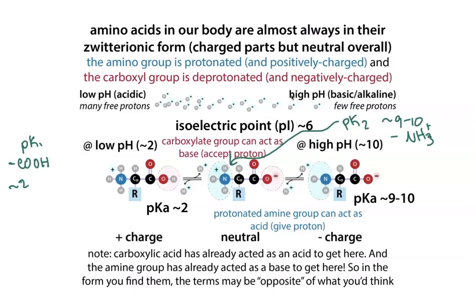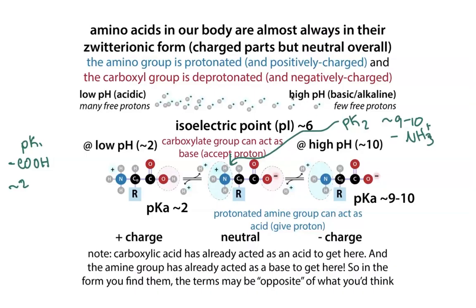So for our carboxylic acid group, we're typically going to find it in its deprotonated, conjugate base state. But for our amino group, we have a weaker acid, which means we're more likely to find it as an acid, in this protonated state. But of course, this is going to depend on the pH. We can compare the two and say we're more likely to find the COOH deprotonated than the NH3 group. But that's all going to depend on the pH.